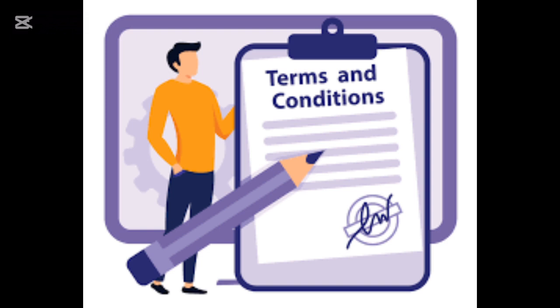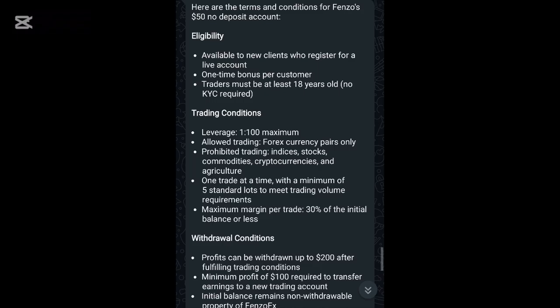And regarding the terms and conditions, you need to meet certain terms and conditions which I will be highlighting in this video. When it comes to availability, this bonus is only available to new customers. Yes, you are going to be getting this account once, it's a one-time bonus per customer, and a trader must be a minimum of 18 years old. As you can see on the screen here, no KYC needed, so you just have to be 18 before you can claim this account, which I know most of you are of age already.